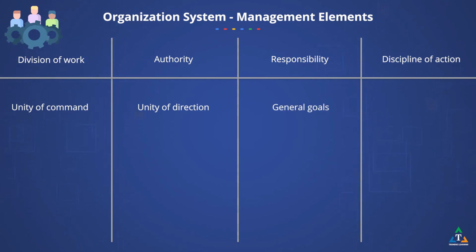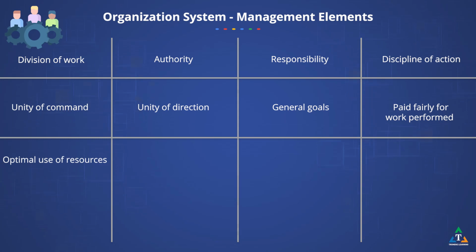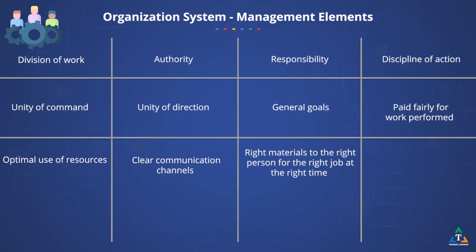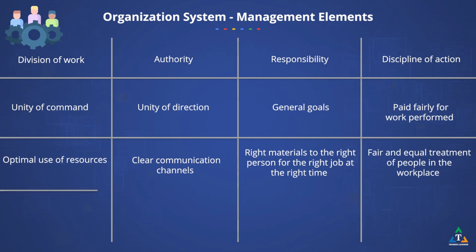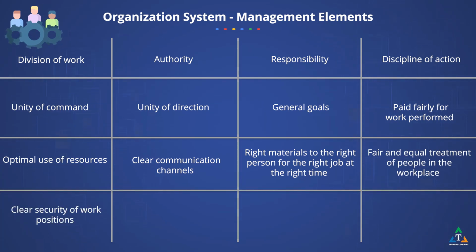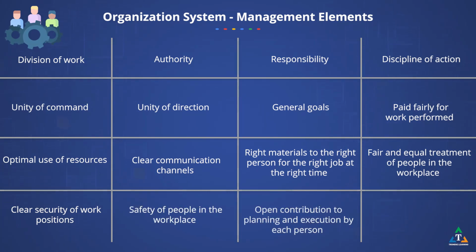General goals of the organization take precedence over individual goals. Paid fairly for work performed, optimal use of resources, clear communication channels, right materials to the right person for the right job at the right time, fair and equal treatment of people in the workplace, clear security of work positions, safety of people in the workplace, open contributing to planning and execution by each person, and optimal morale. In the next screen, we will discuss governance framework.